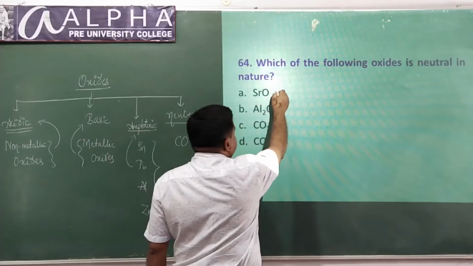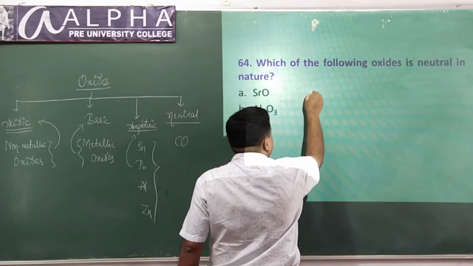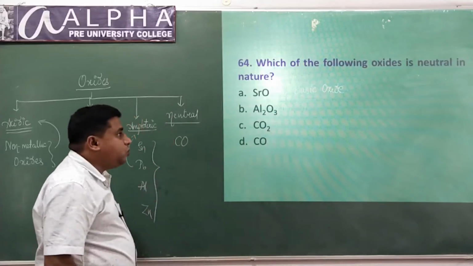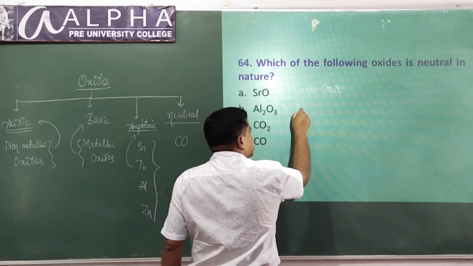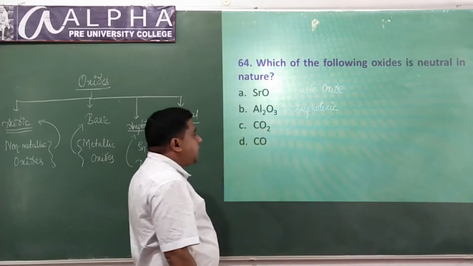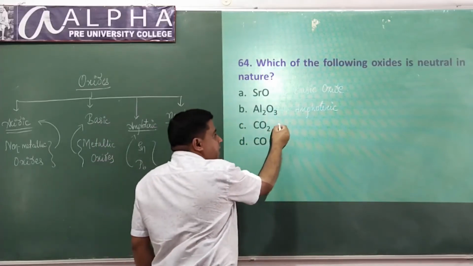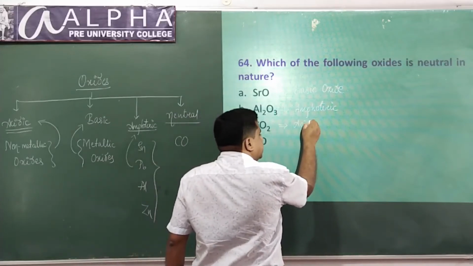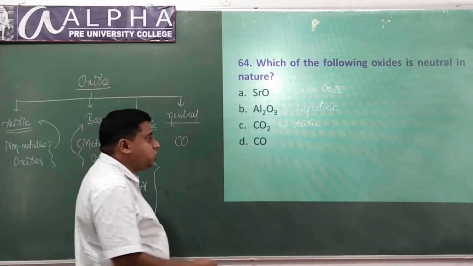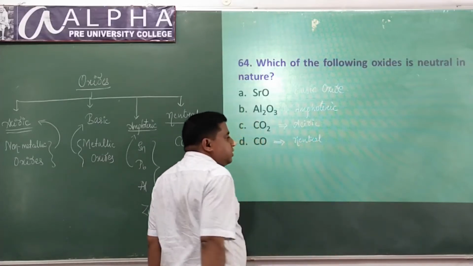Strontium oxide is a metallic oxide, so it is basic in nature. It's a basic oxide. Aluminium oxide, I told you the oxides of aluminium are amphoteric in nature. Yes, that's exactly correct. Carbon dioxide is an oxide of a non-metal. Carbon is a non-metal, so it is acidic in nature. Correct? How about carbon monoxide? I told you carbon monoxide is neutral. Are you getting my point?